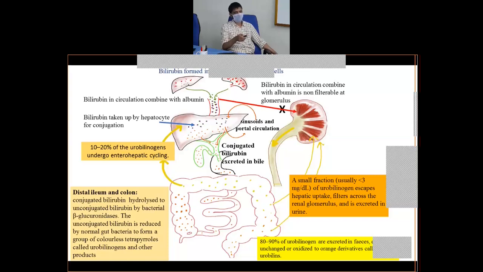This diagram is important because when we assess a person with hyperbilirubinemia, all this knowledge is needed to differentiate between unconjugated hyperbilirubinemia, conjugated hyperbilirubinemia, or the mixed type. Where is the problem?